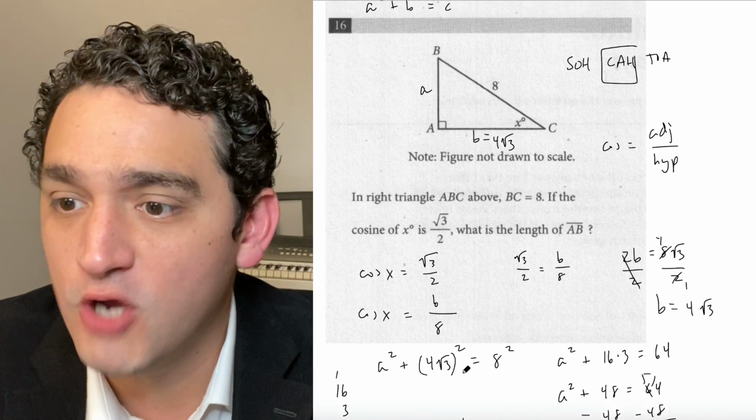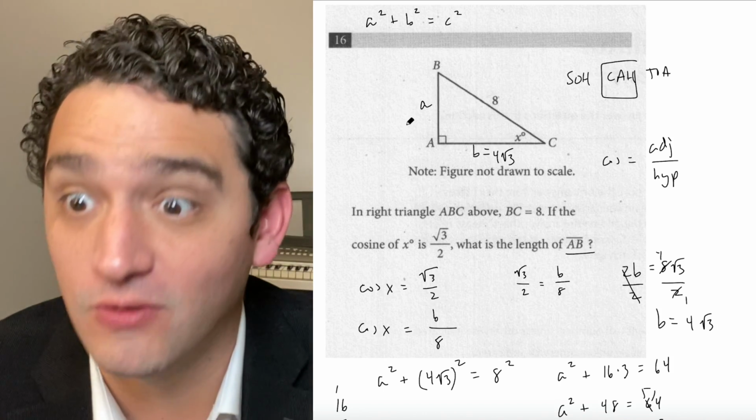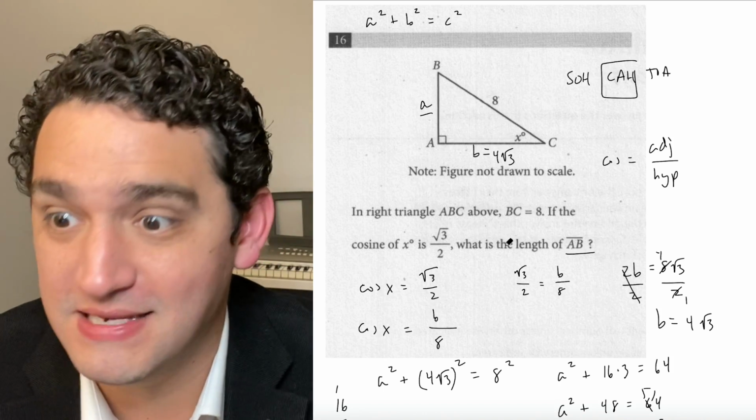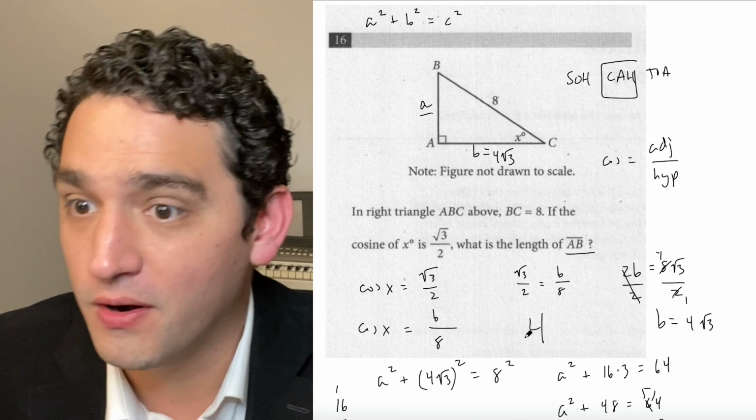And of course, if we go back to the question, they're asking for the length of AB, which we have labeled as lowercase a. The answer is 4.